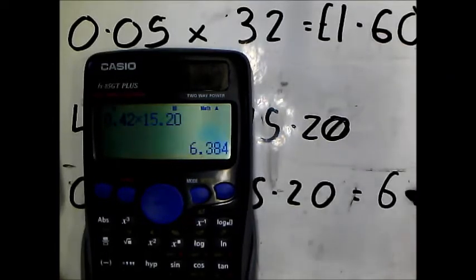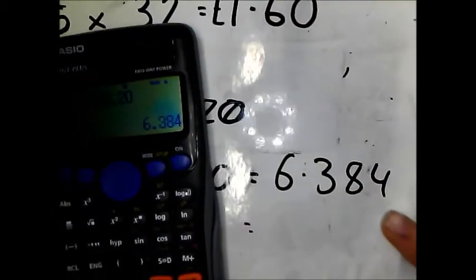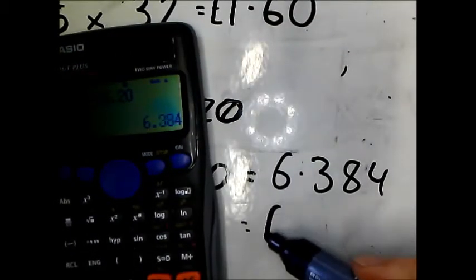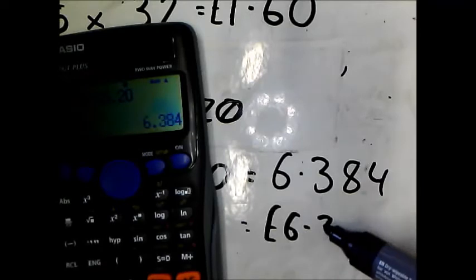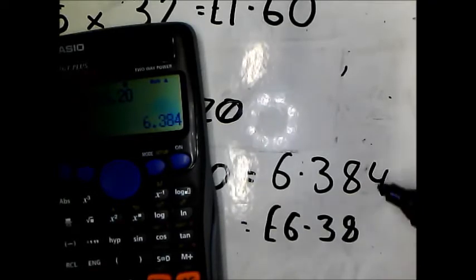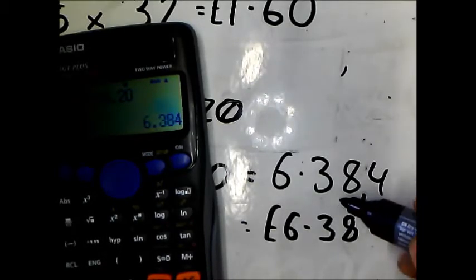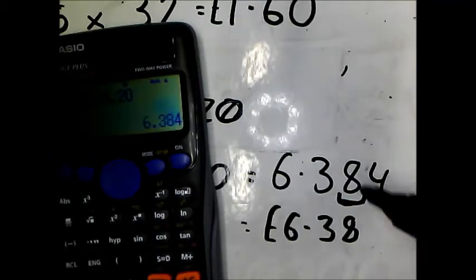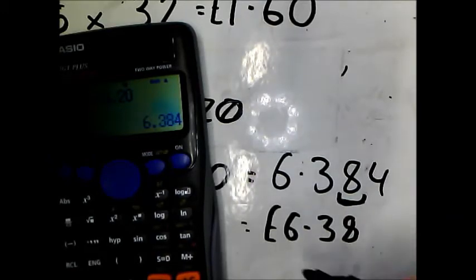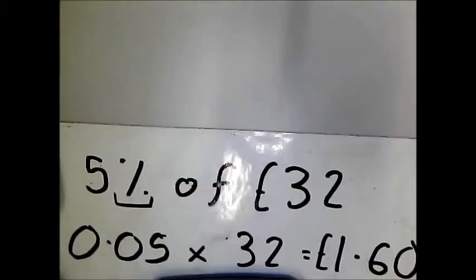Okay, now because this is still money, I can't have 3 decimal places. So that's going to become £6.38, because it's closer to 8p than it is to 9p. So £6.38. Okay, let's look at the next question, question 3.